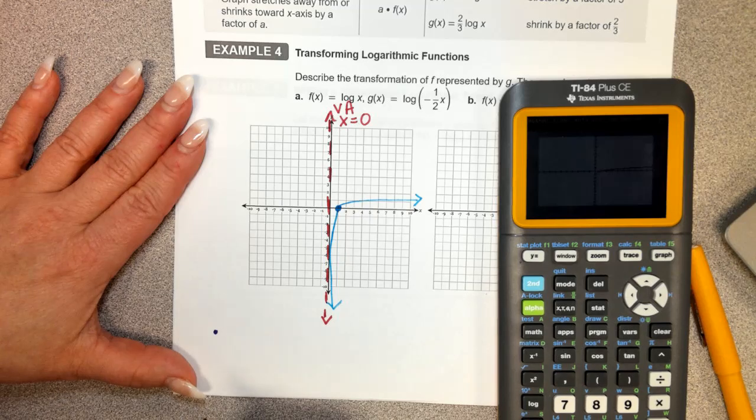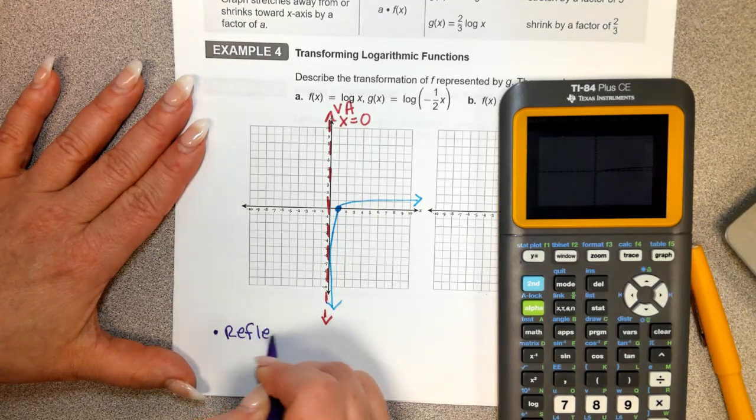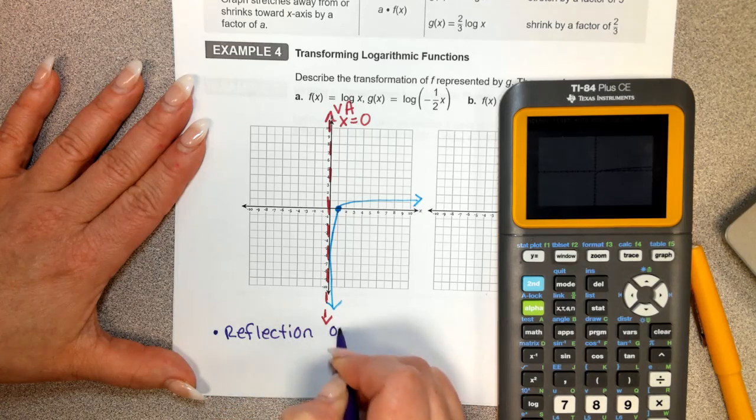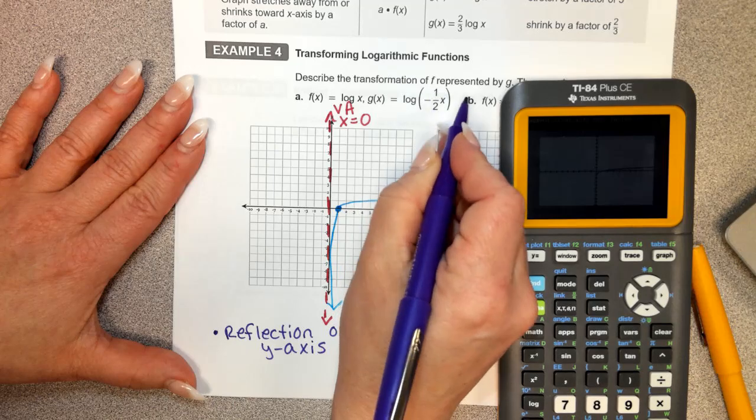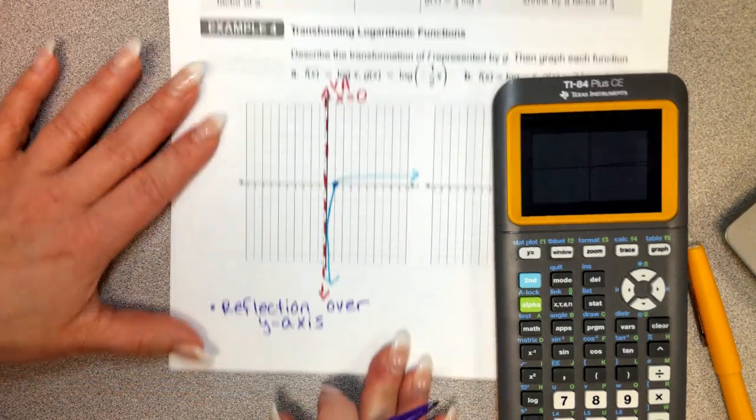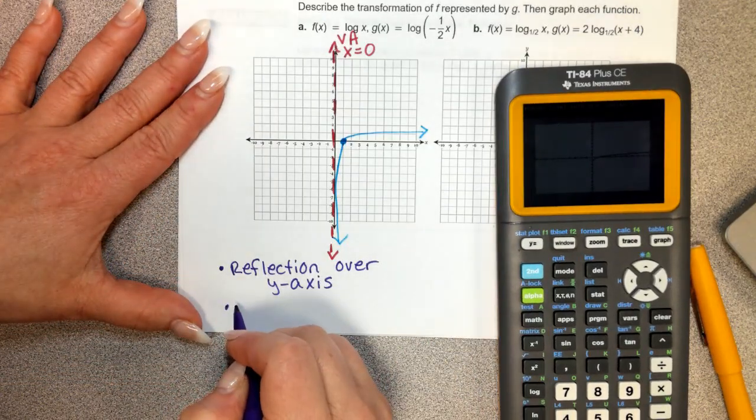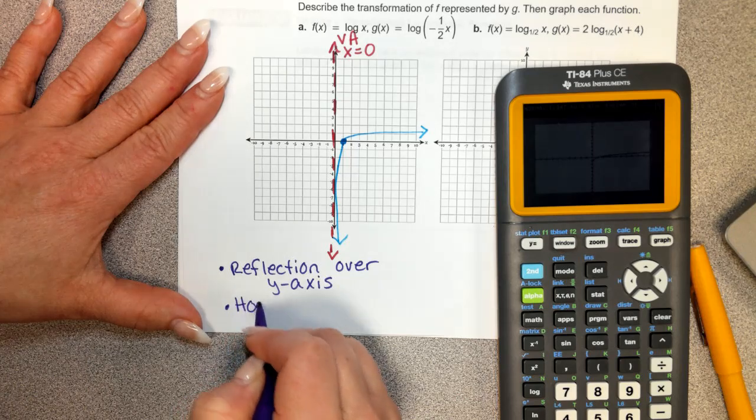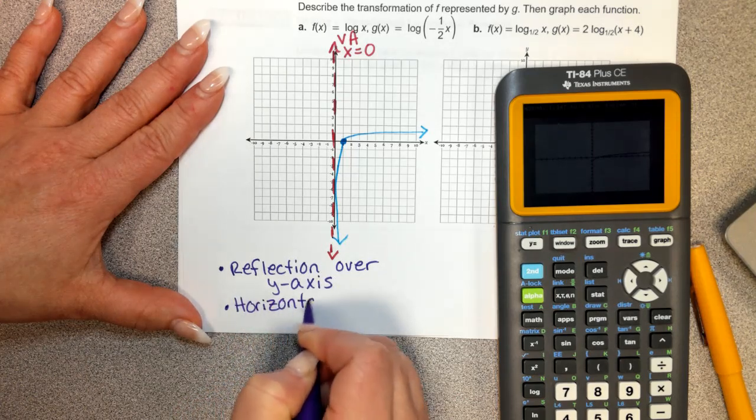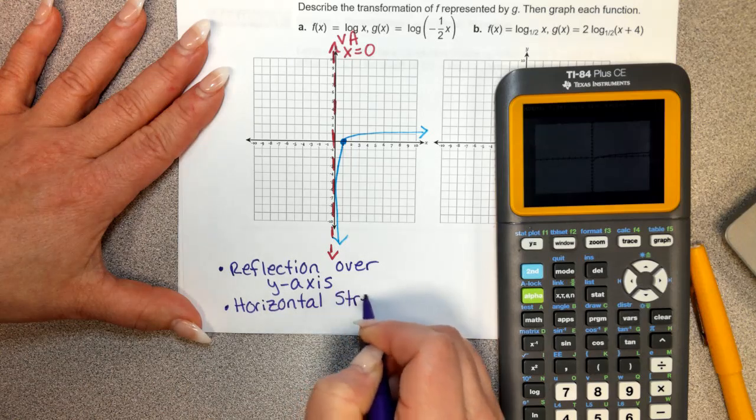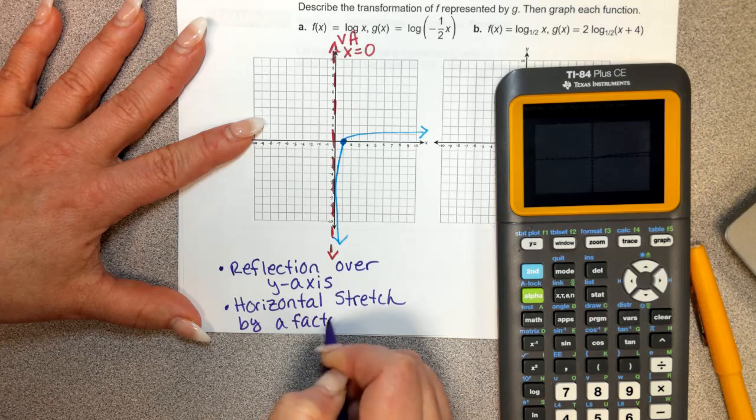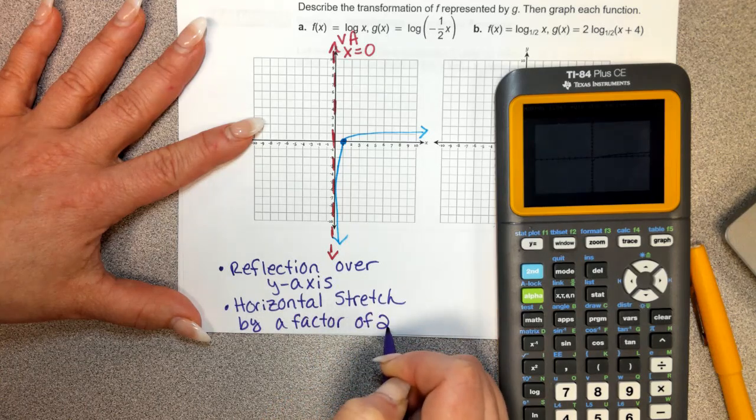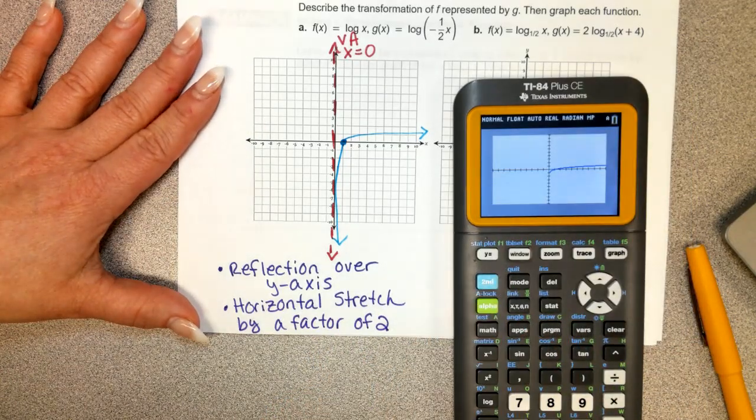That first transformation for g of x is going to be a reflection over the y-axis. And then I have a 1/2 in front of that x, but it's all in parentheses. So that would be a horizontal stretch by a factor of 2. All right. Now let me show you what that looks like.